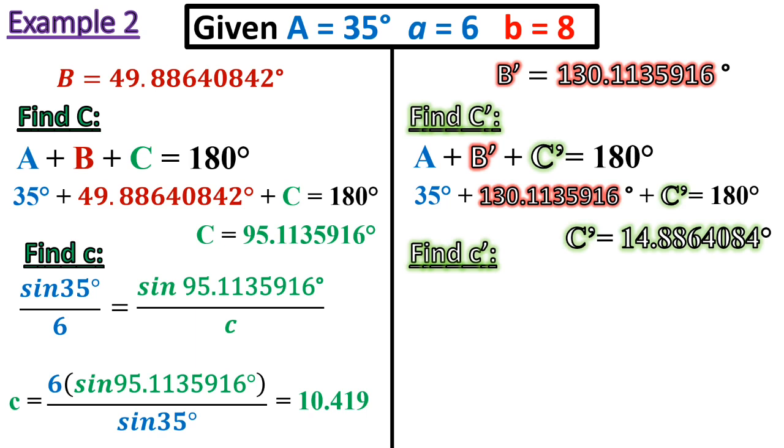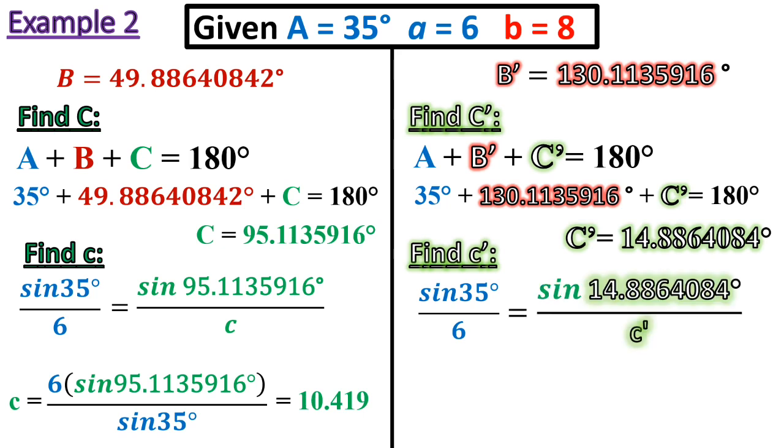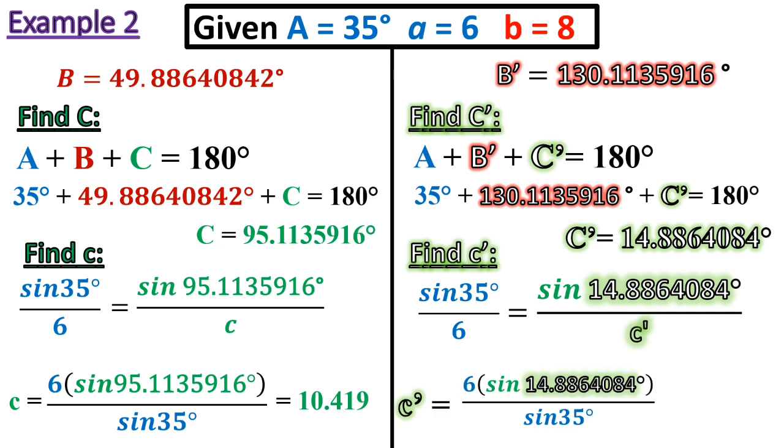Now that we know angle C prime, we can find side C prime. Sine of 35 degrees over 6 is going to equal the sine of angle C prime over side C prime. To find C prime, we will cross multiply and divide. And the answer to C prime is approximately 2.687.